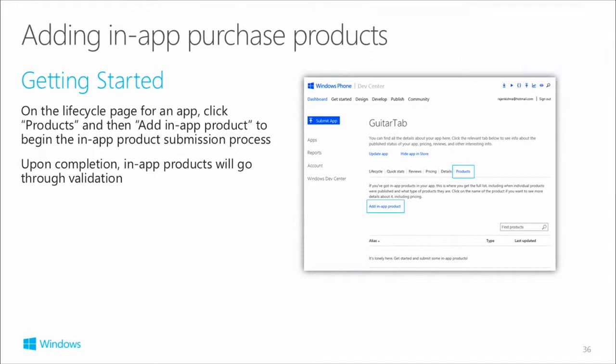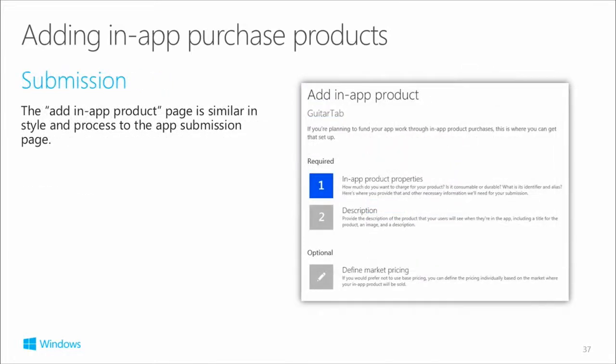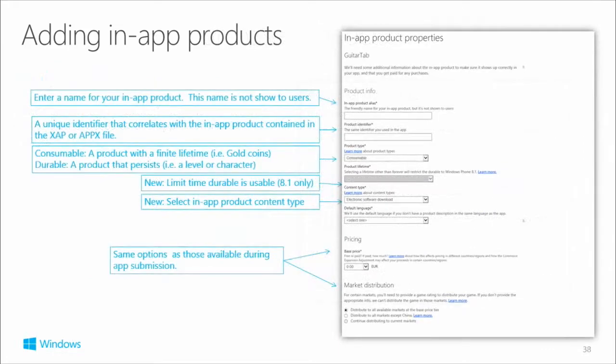You add in-app purchase products into the store through the products tab, and the graphic shows you there. You tap on add an in-app product, and you go in there and give it a name and set the pricing, and they get verified as well, and then they're available to use in your app. You submit it. The dialogue you go through is pretty similar to submitting an app. So you set the properties and the description and define pricing for it. This is with the in-app product properties.